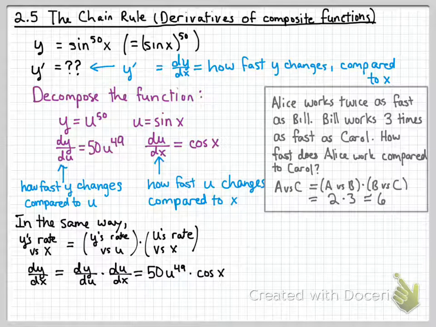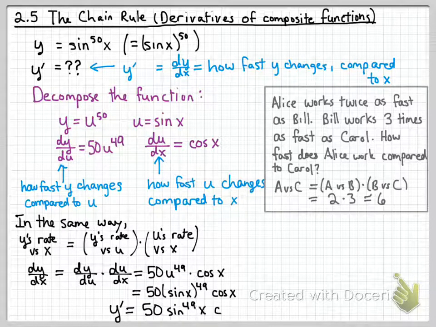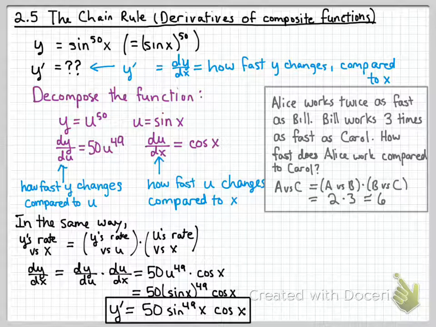And then I just plug in. dy/du is 50u to the 49th, and du/dx is cosine x. Those were the derivatives I found up above. Now, of course, my original problem didn't have any u's in it, so I'm going to replace that u with a sine x. So 50 times sine of x to the 49th power times cosine x. And I'll just rewrite that in the way we usually do. 50 sine to the 49th of x times cosine of x. That's the derivative of y.